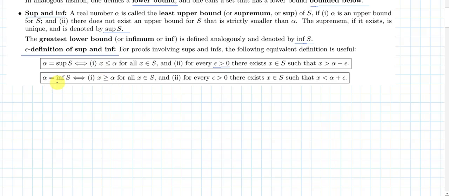And the next one, for infimum, here we have the difference between them. Here we have x less than alpha plus epsilon. So it means we can find x which will be less than alpha plus epsilon. Epsilon is any small number, a small value.